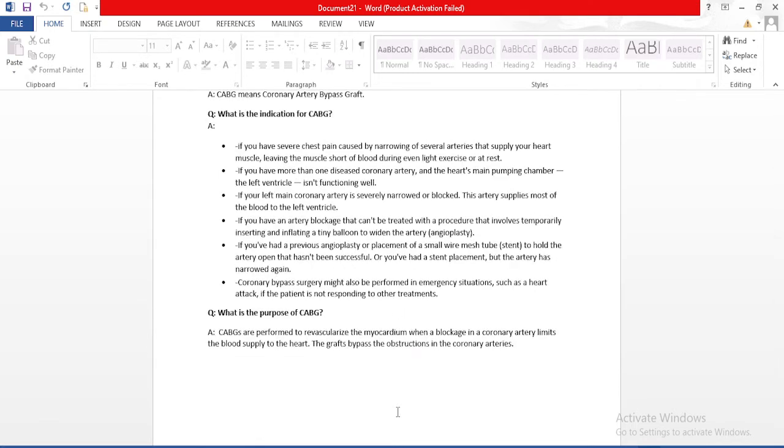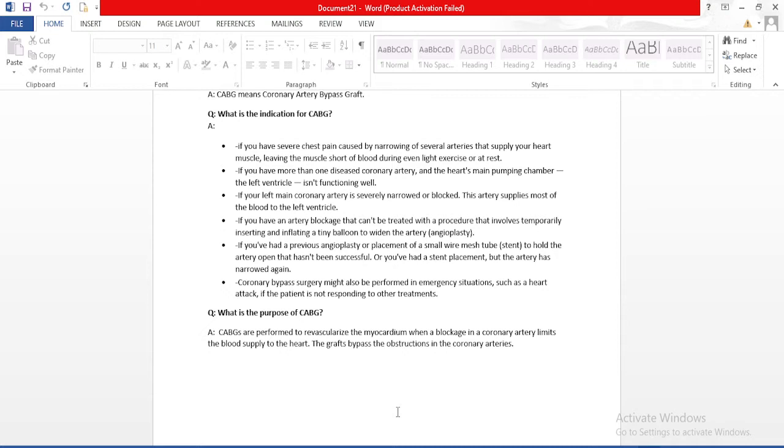As we discussed just now, whenever we code a procedure, we need to know the indication for that particular procedure. So here, what is the indication for CABG? For example, if you have severe chest pain caused by narrowing of several arteries that supply your heart muscle, leaving the muscle short of blood during even light exercise or at rest. If there is narrowing in the arteries, we will have chest pain, which is one reason for CABG.